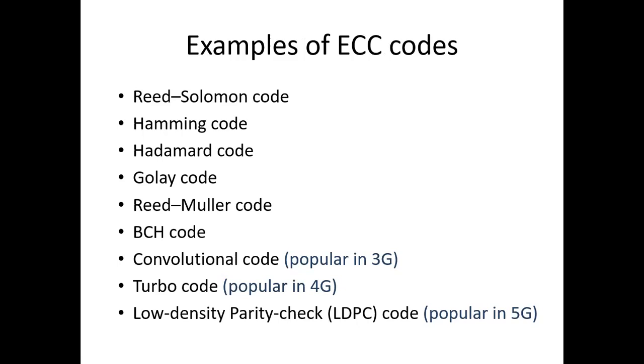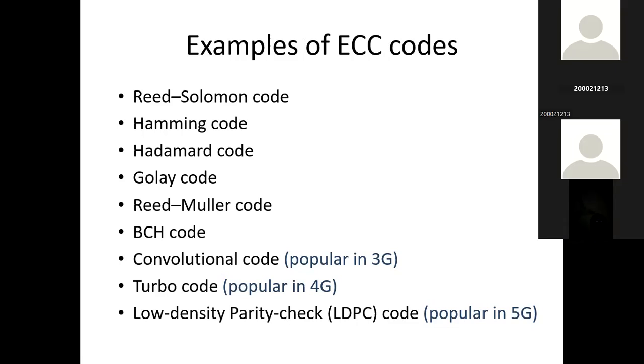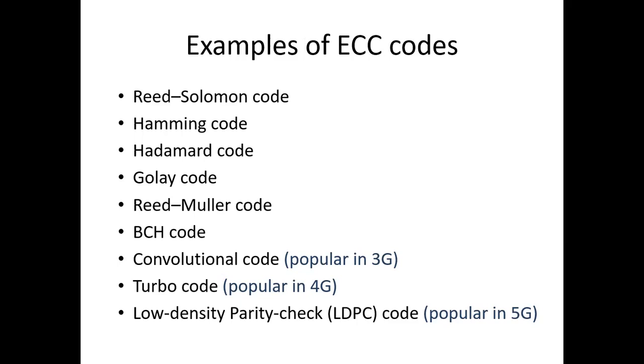Convolutional code was used very popularly in 3G, and turbo codes in 4G, but turbo codes are more complex, or the computation load is very high. So sometimes a combination of convolutional and turbo codes is used. It is called CTC, convolutional turbo code. Okay, convolutional turbo code, or CTC. So sometimes CTC is used in mobile communication.